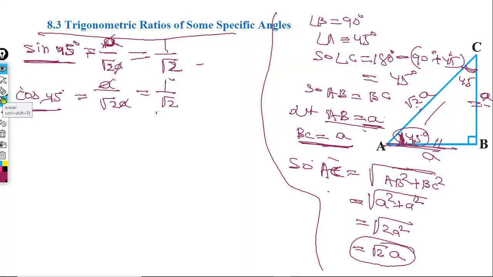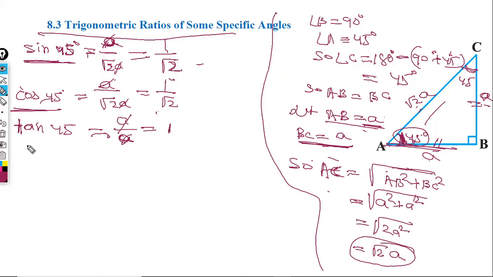Okay, now sine and cos we have completed. Now we'll move to tan. So tan 45 will be equal to, look at the figure, tan A, opposite side divided by adjacent side. The opposite side is BC and adjacent side is AB. So BC is a, AB is a. We can write a divided by a, a will be cancelled, equal to 1. So we can say tan 45 equal to 1.